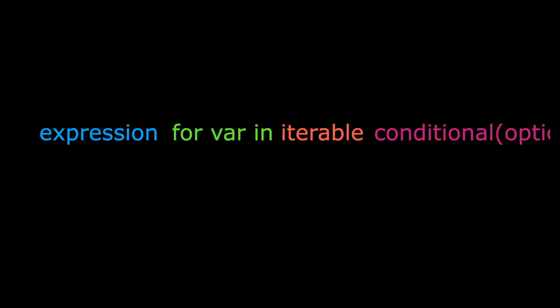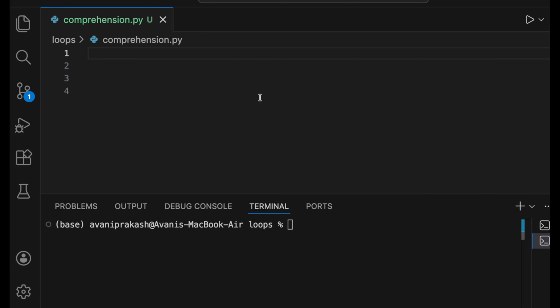And here is the syntax, if you can see it: expression, for item in iterable. That is the expression that we talked about in the definition part. Iterable could be a range, a list, anything like that. And then optional conditionals. Starting with the list comprehension, I am going to begin with a very simple example.